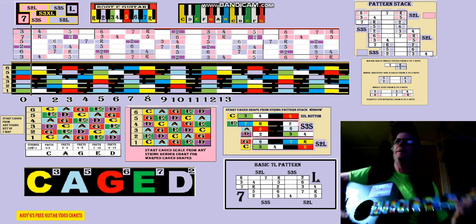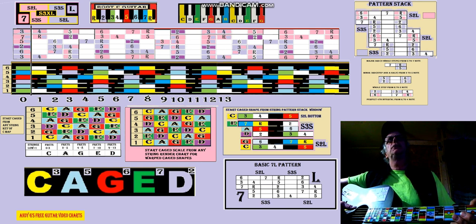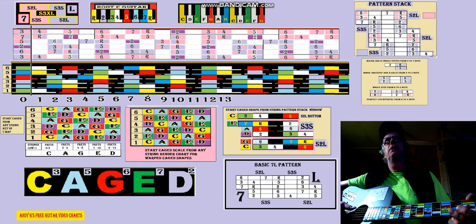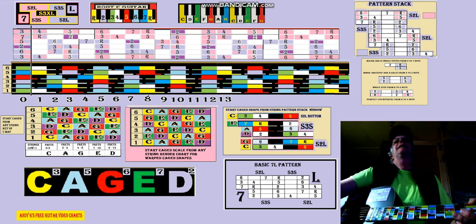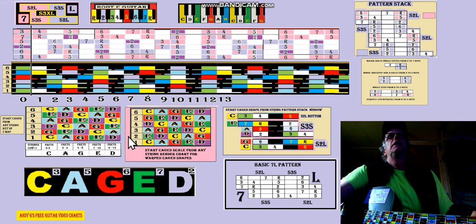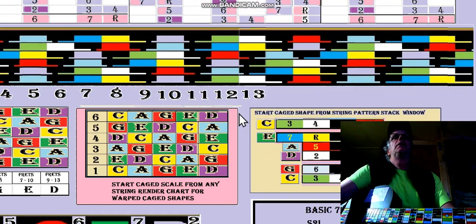Hey there, lesson 8 here, and it's about starting cage shapes from different strings, and we're also going to be talking about starting them from different frets, or what I call chambers.